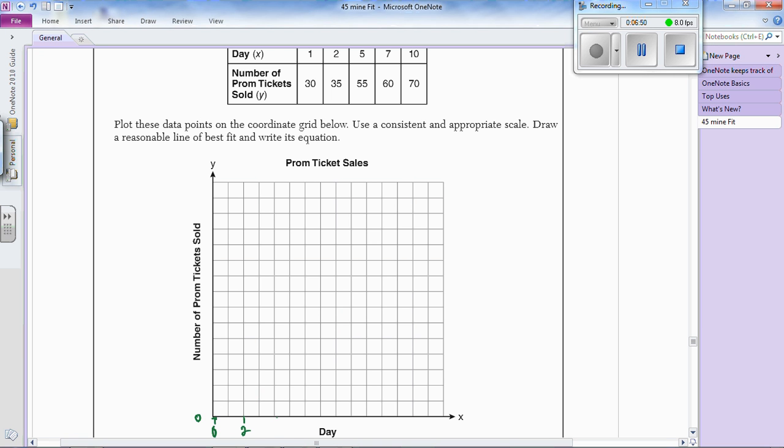So I'll just do 2, 4, 6, 8, 10. That's as high as I gotta get. And I gotta get up to 70. 1, 2, 3, 4, 5, 6, 7, 8, 9, 10, 11, 12, 13, 14, 15. Just make every box 10.